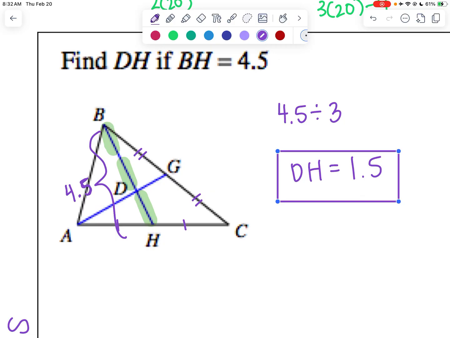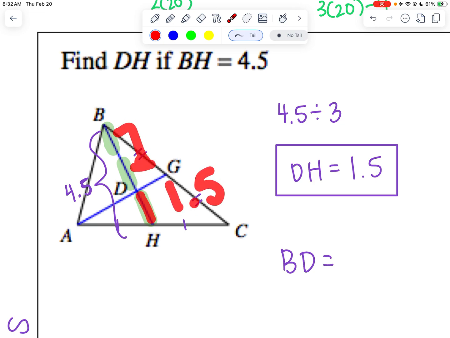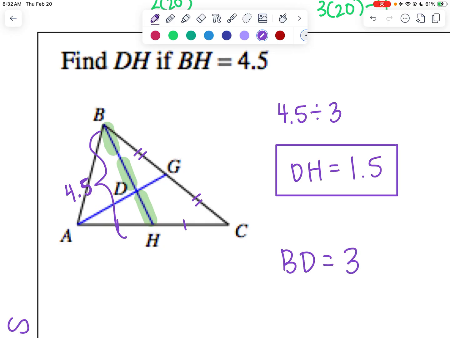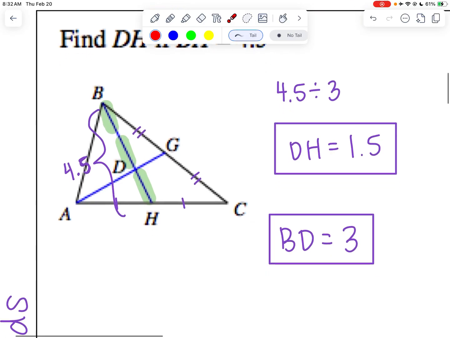Now, what if I asked you to find B to D? Well, if all 3 pieces make 4.5, and this one piece is 1.5, then 2 of those together would be 1.5 times 2, so that would be 3. And if you draw this in, like I said, your brain is going to fix a lot of it for you, and it's going to be much more simple.